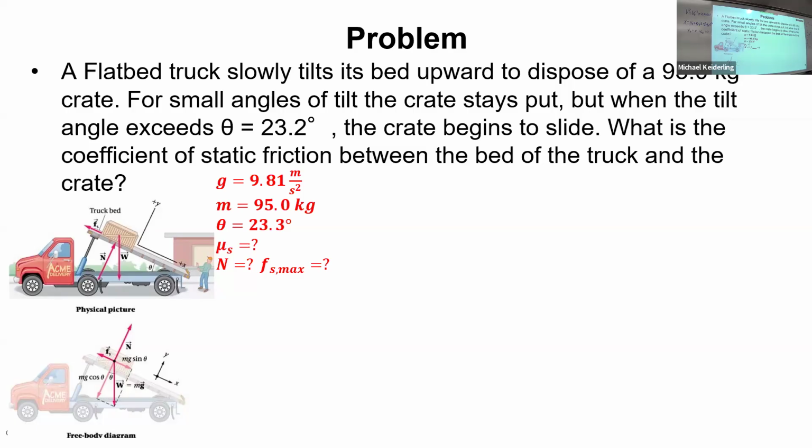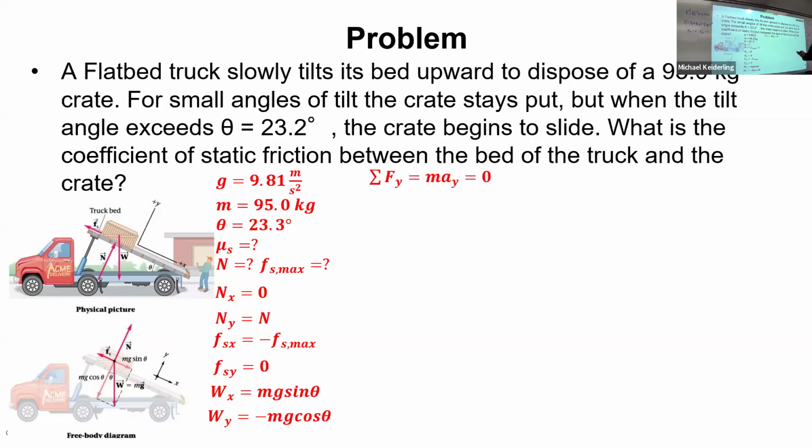Nothing is moving. So the normal force in the x direction is 0. The normal force in the y direction is N. The force of static friction in the x direction is minus F static max, because we're right at the point where it starts sliding. The force of static friction in the y direction is 0. Weight in the x direction is mg sine theta. Weight in the y direction is negative mg cosine theta.